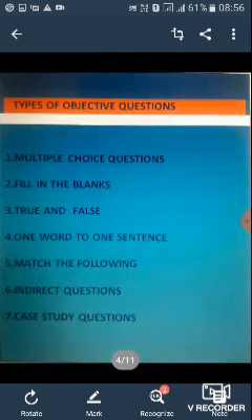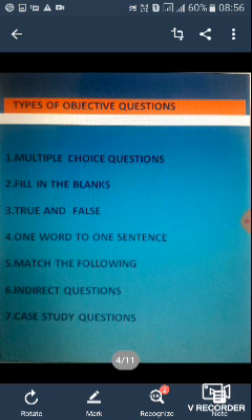There are 7 types of questions expected there: multiple choice questions, fill in the blanks, true and false, one word to one sentence, match the following, indirect questions, and case study questions. From 1 to 6, most of you have done earlier also, that is fill in the blanks, true and false, MCQs, match the following, indirect questions. But what is new here is the case study question, and it forms a major part of your question paper.